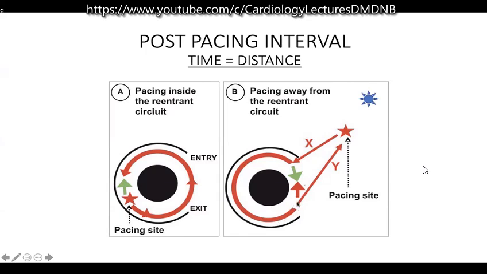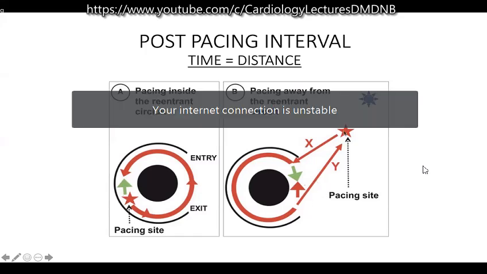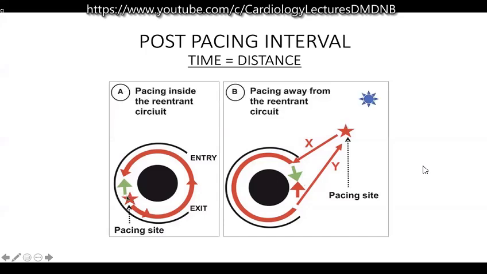For the native VT to reach the recording electrode, it takes time, which means I am far away from the circuit. On the contrary, if you look on the left side, I am in the circuit and I am pacing. So when the VT returns, I will immediately record the VT without any delay. So this will have a very short post-pacing interval, whereas the post-pacing interval here is long. That means the pacing site is far away from the site of ventricular tachycardia.